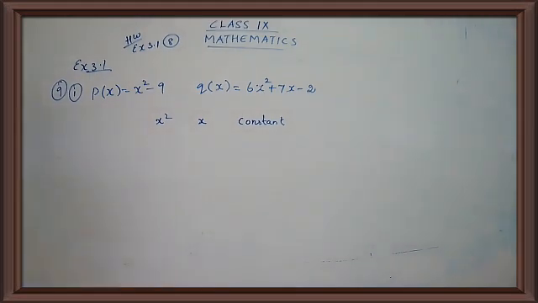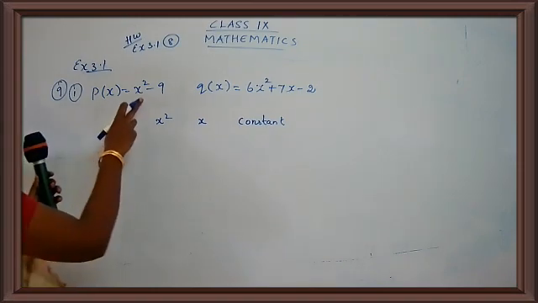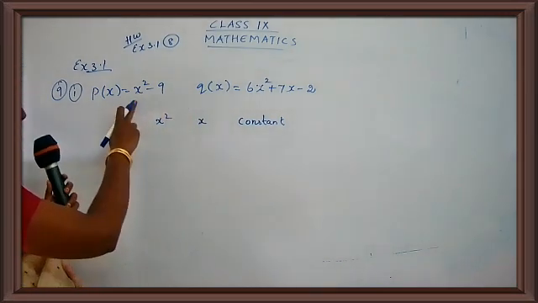So what do you have here? P of x is equal to x square minus 9. Q of x is equal to 6x square plus 7x minus 2. Have you placed it properly, children? Now you're just going to arrange the coefficients there. You're not going to take the numbers, you're going to take the coefficients. Let's start from this part.